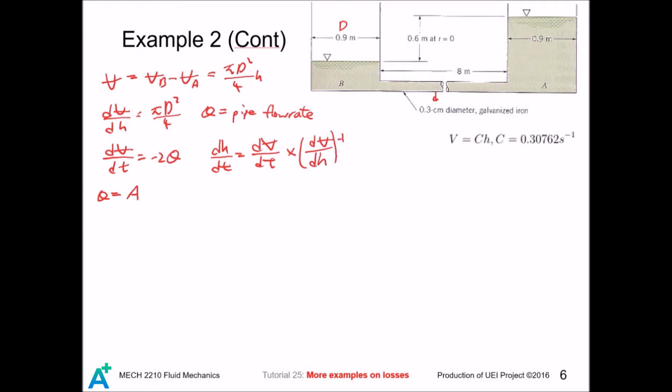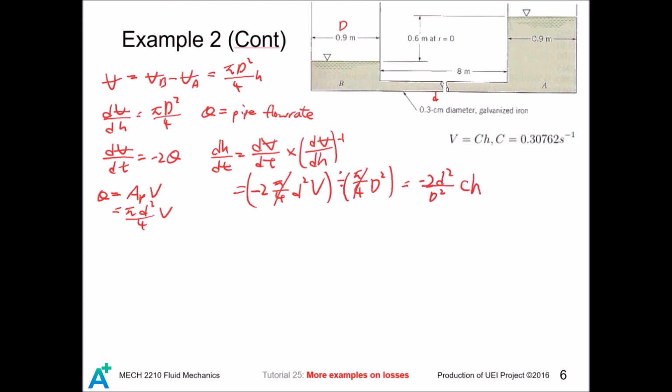And note that Q is in fact the same on both sides, so this cancels out, and V is just CH. This is a separable differential equation, since if we throw things around, the left hand side is purely a function of H, and the right hand side is just a function of T. So we perform definite integral on both sides.